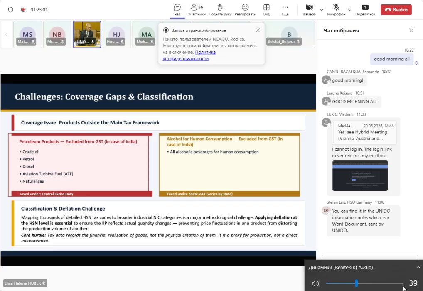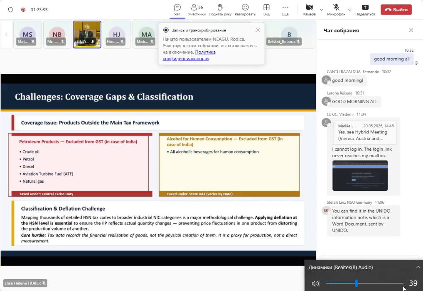In our case in India, crude oil, petrol, diesel, aviation turbine fuel, and natural gas are not covered under GST. For those we have a separate tax, the central excise tax. Similarly, alcohol for human consumption is also excluded from GST in India. For all alcoholic beverages for human consumption, there is a separate state value added tax, which is not available at the central level. Each state will have this information, but it may not be available centrally.